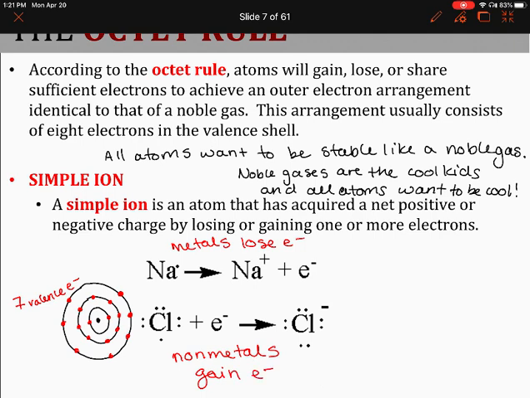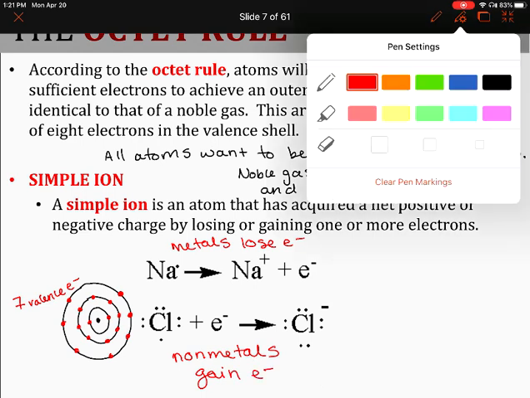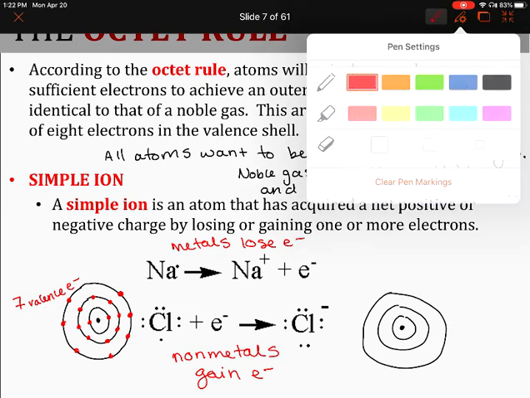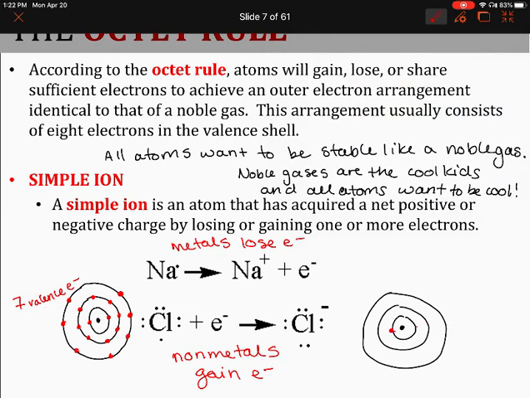So now let's draw what that would look like if chlorine gained an electron. It still has 3 energy levels, but now it has an extra electron in the outer energy level.